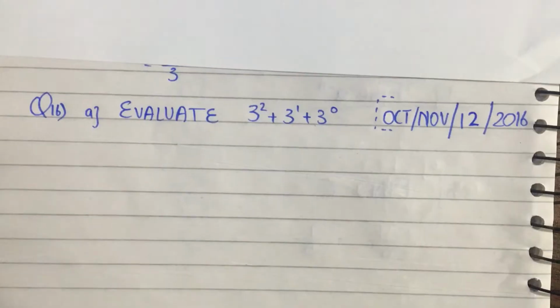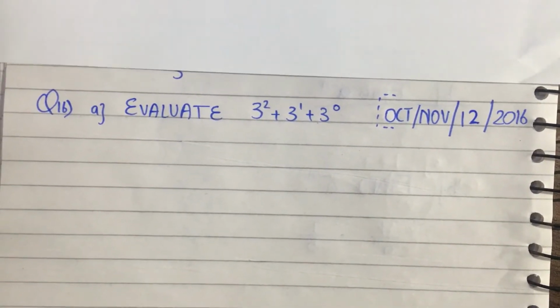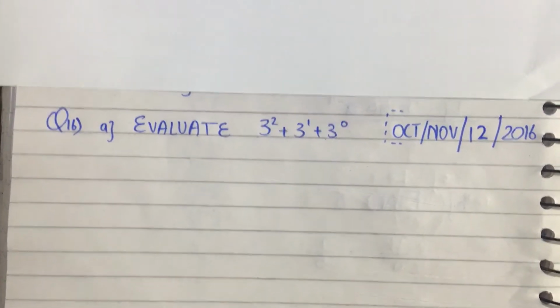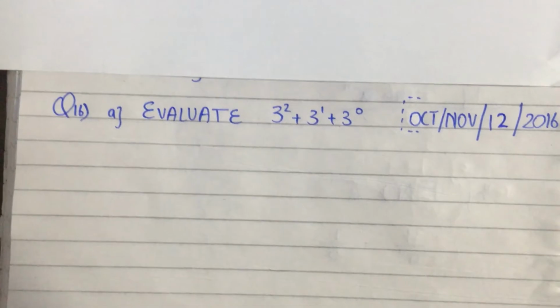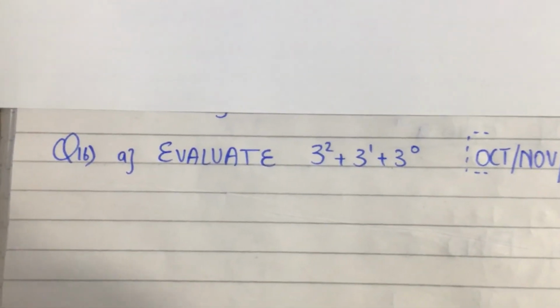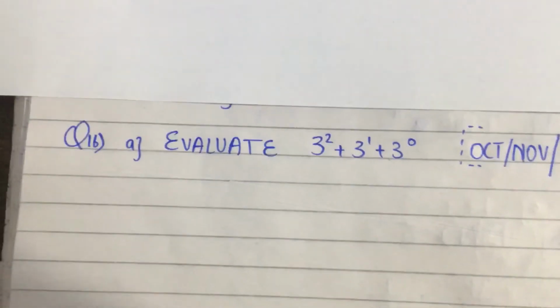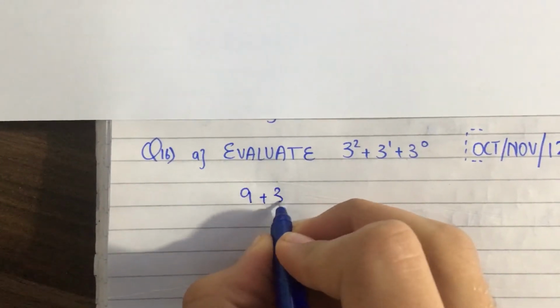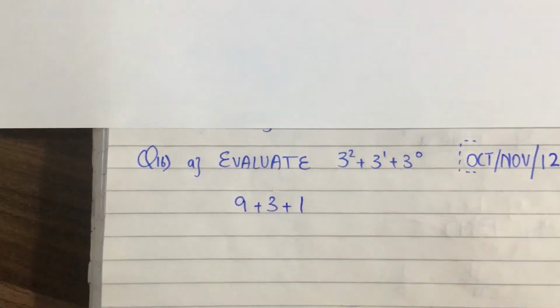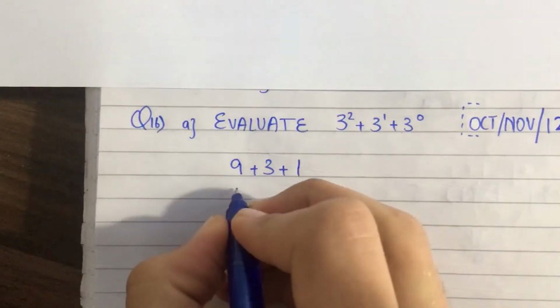This next question is from October-November of 2016, paper 1, variant 2. Question number 16, part A says evaluate 3 squared plus 3 power 1 plus 3 power 0. 3 squared is 9, 3 power 1 is 3, and 3 power 0 is 1. So our final answer is 13.